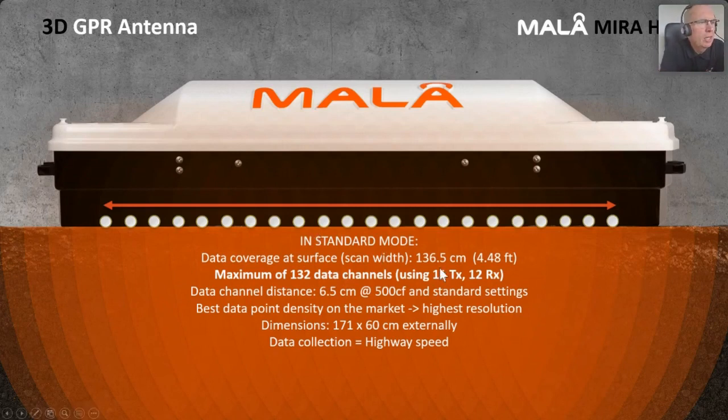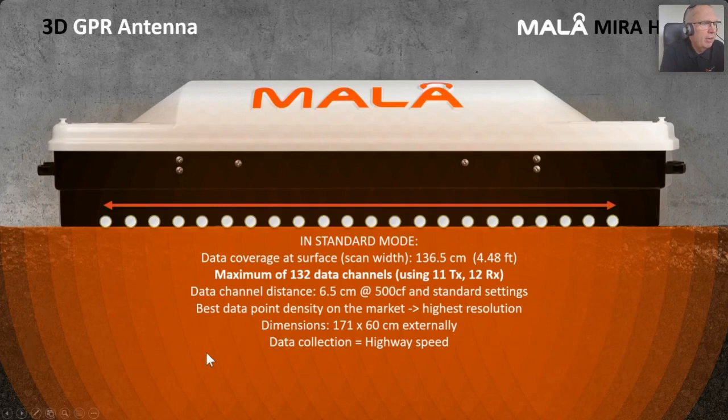But the data coverage is 136.5 centimeters, almost 4.5 feet, and that's from channel to channel. The box is just slightly wider, about 171 centimeters from edge to edge. We can actually have a maximum of 132 data channels using the 11 transmits and 12 receivers. I'm just going to show you what I mean by that in a second.